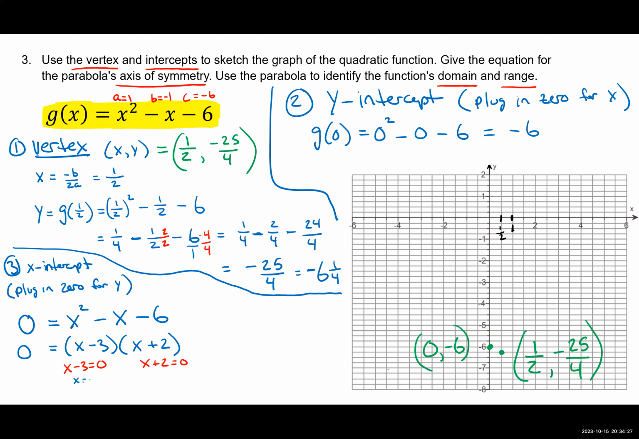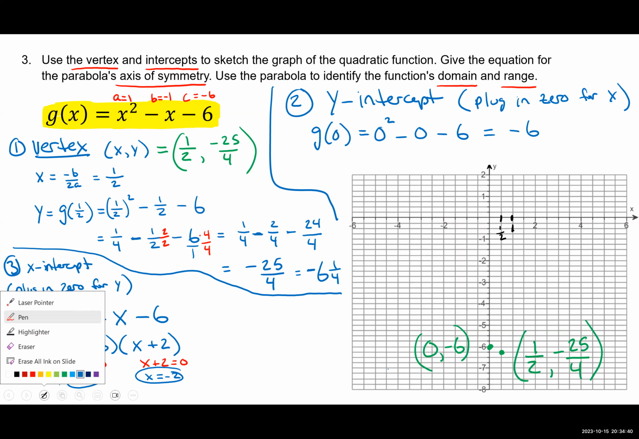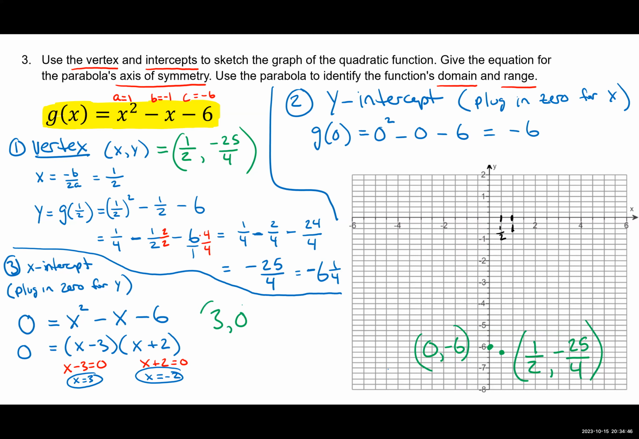So x is equal to 3. That's one x-intercept. And if we subtract 2 from both sides, x is equal to negative 2. That's the other x-intercept. So they're actually points. The x-intercept is when y is equal to 0. So we've got the point 3, 0. That's a point on the graph. It would be about right here. 3, 0.